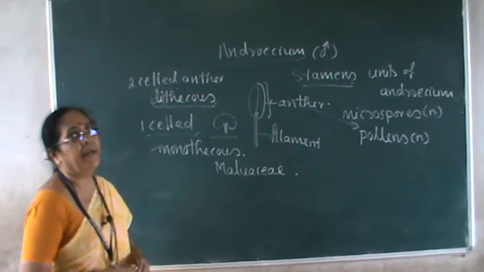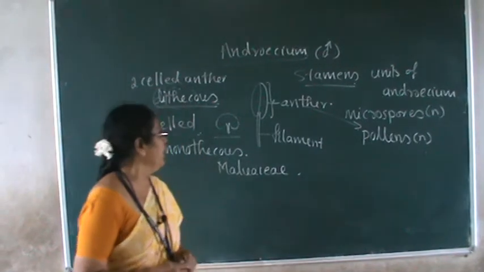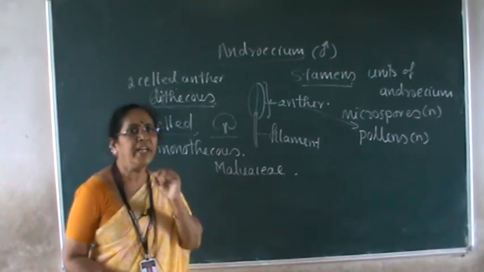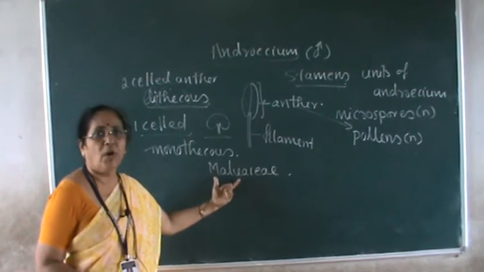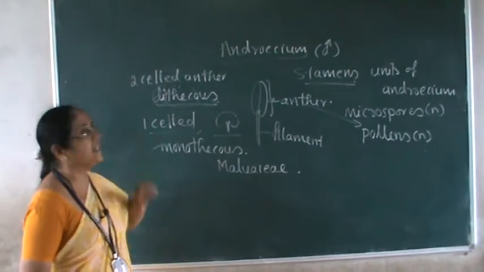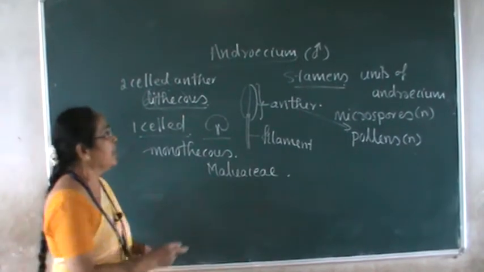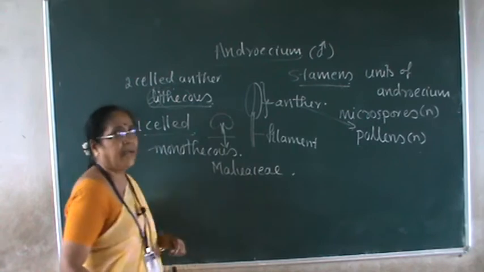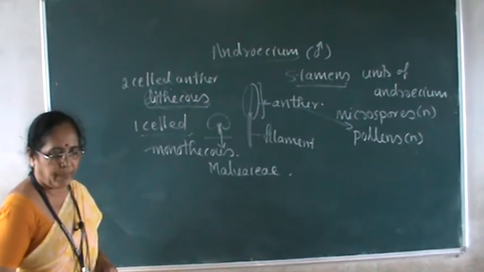They are characterized by a two-celled anther. Okay? So monothecous means one-celled anther. It is an exclusive character or very special feature of the members which belong to family Malvaceae. Dithecous is of general occurrence, where the stamen is made up of two cells. Okay? So this is the monothecous anther, a diagram which shows the monothecous stamen.